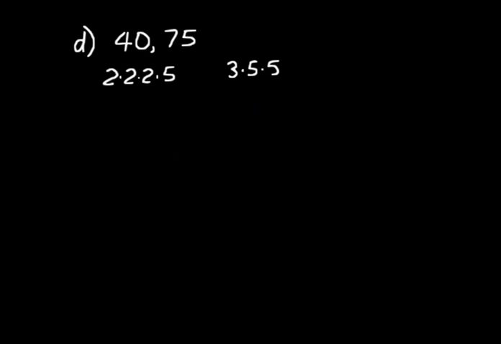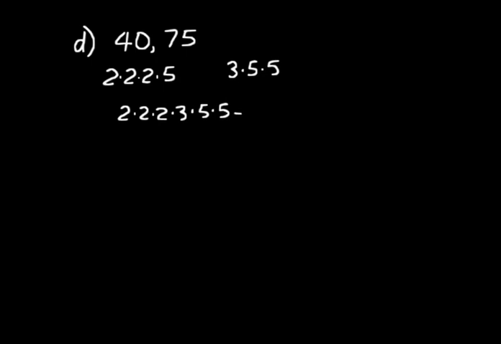And the 40 has 3 2s, so we use all 3 of those 2s. The 75 has a 3 in there. We need to put that in. They both have 5s in them, but the 75 has 2 of them, so we use the one that has more. 5 times 5. So this will be a little bit bigger number here. We'll have 8 times 3 is 24 times 25.